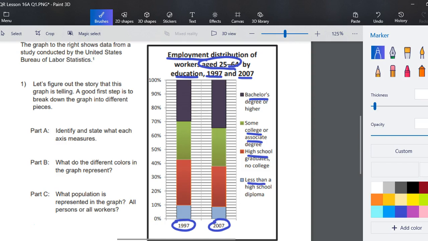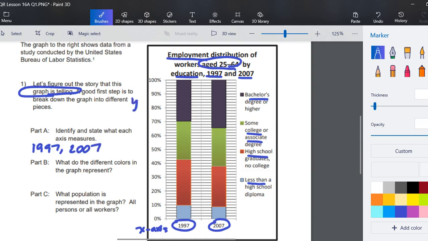So it asks us in question 1 to figure out the story that this graph is telling, because that's what a graph does. It's a picture of your information. And a good first step is to break down the graph into different pieces. So it says on part A, identify and state what each axis measures. So down here on our x-axis, it's telling us the years. We have a 97 and a 2007.